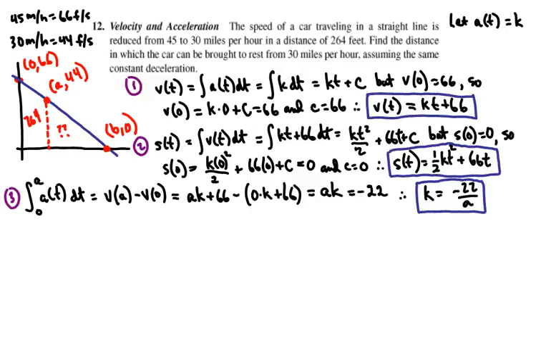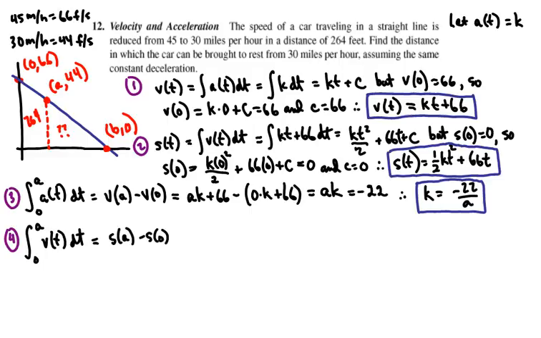All right, we're going to continue on. We're now going to do something very similar to what we just did with the position function, because we haven't used the fact just yet that the change in distance was 264 feet as velocity went from 45 to 35 to 30 miles per hour at a constant rate of deceleration.